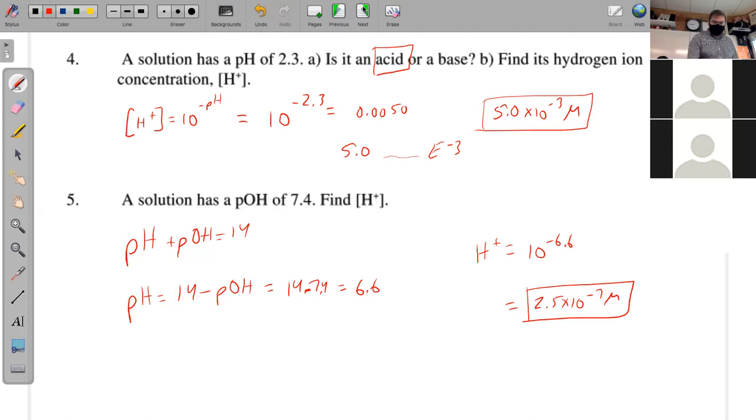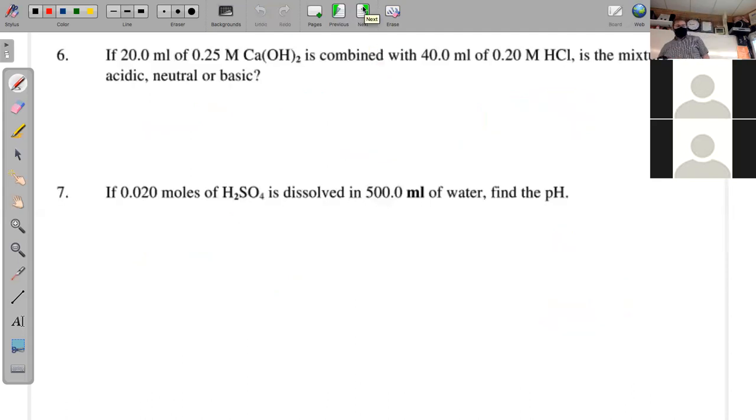All right, then 6 and 7. So number 6, you got 20 milliliters of 0.25 molar calcium hydroxide and 40 milliliters of 0.2 molar HCl. Is the mixture going to be acidic, neutral, or basic? So now what matters is which of these compounds do I have a greater concentration of, either the acid or the base?